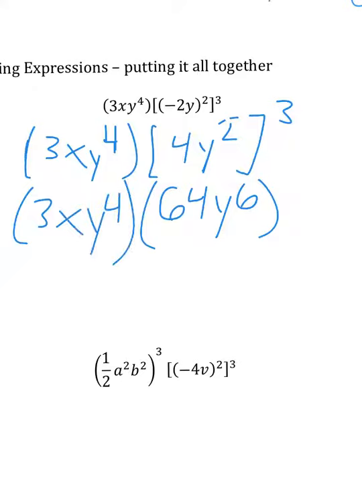Okay, well 3 times 64, that gives us 192. X, well there's nothing to combine with over there, so we just still have that x. And then y to the 4th times y to the 6th. Well, now we're just multiplying them with like bases, so we add the exponents. Gives us y to the 10th.